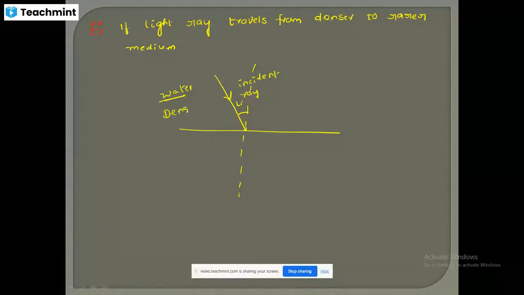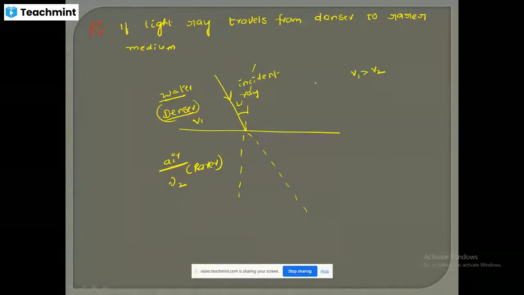We know that the velocity of light in a denser medium is very small. So I can take this as V1, and this is the air medium, where the velocity of light is V2. This is a rarer medium. You know that in a rarer medium the velocity of light is more. If there is no medium here, the light would definitely go in this path with no deviation. Yes, but because of the medium, the velocity of light changes.